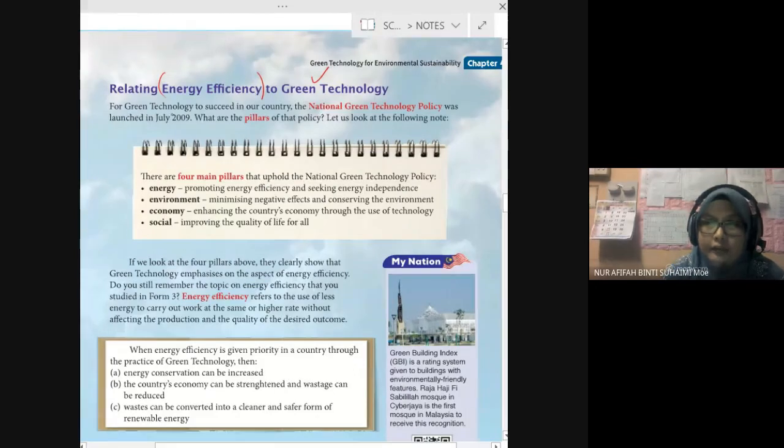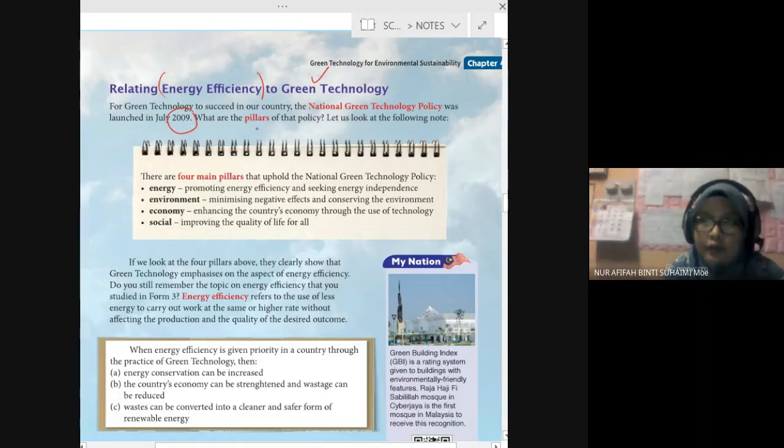Right. For green technology to succeed in our country, there is a policy here, which is the National Green Technology Policy, Dasar Teknologi Hijau Kebangsaan, that was launched in July 2009. So a few years ago, 2009.